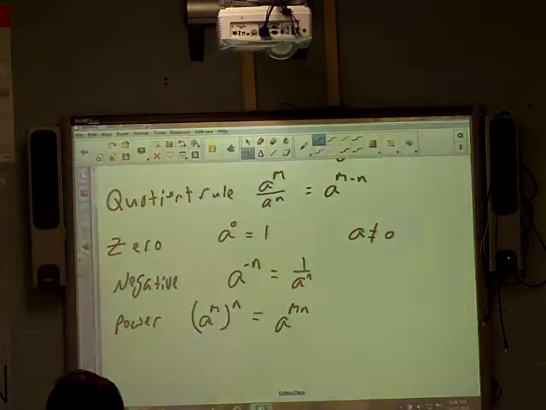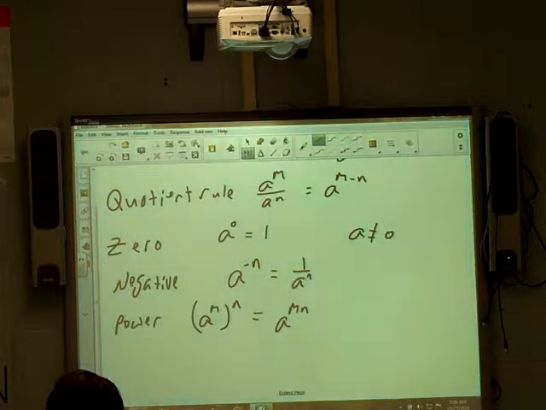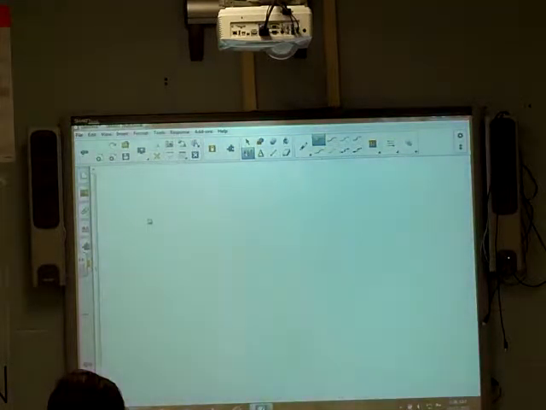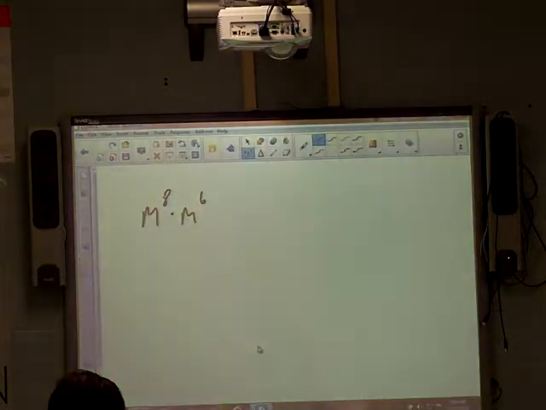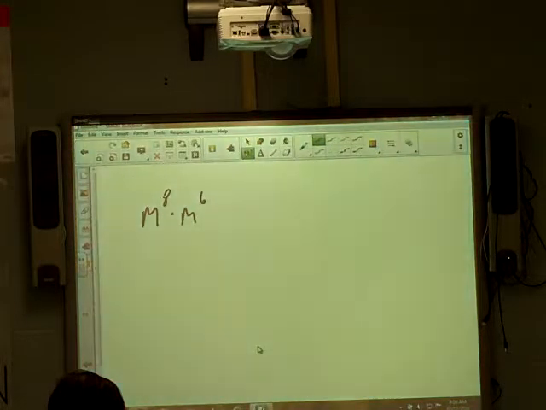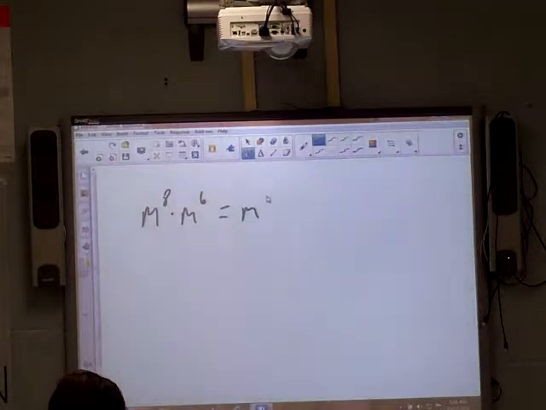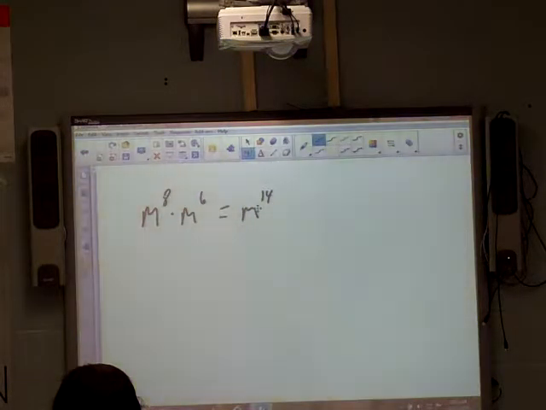So start off. Everybody done with that page? You may need another second on it. I got it. All right. Start off pretty simple here. If I had m to the eighth times m to the sixth that I'm told to simplify, how would I rewrite that? Yeah, that's exactly right. Same base, so m times m is going to be m, and then we just add our powers. So that's all we could do to that because we don't know what m is.